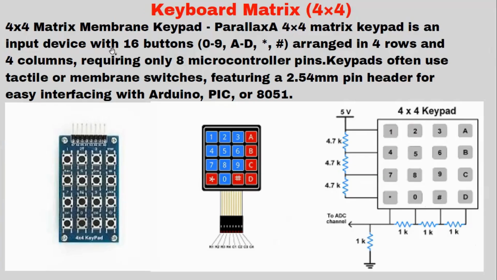is an input device with 16 buttons. Please remember 4 into 4 is 16: 0 to 9, A to D, and star and hash, arranged in 4 rows and 4 columns. It requires only 8 microcontroller pins. The 16 switches will work with 8 microcontroller pins. That is the matrix circuit, we call it. All keypads, different types of boards, work on the matrix circuit. The keypad often uses tactile or membrane switches featuring a 2.54 pin header for easy interfacing with Arduino, PIC or 8051.